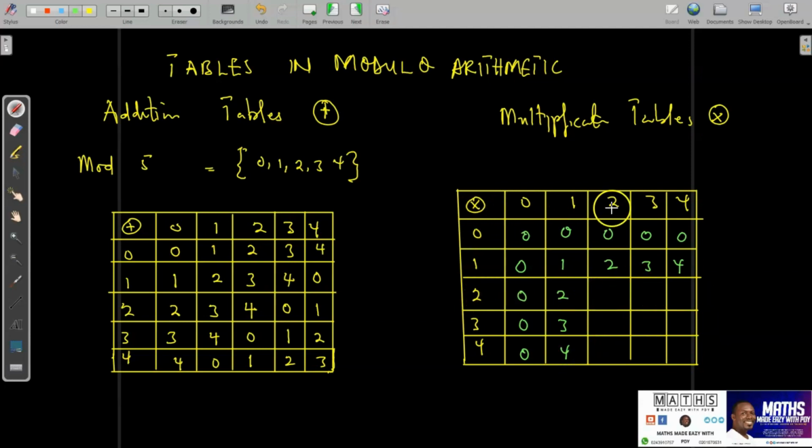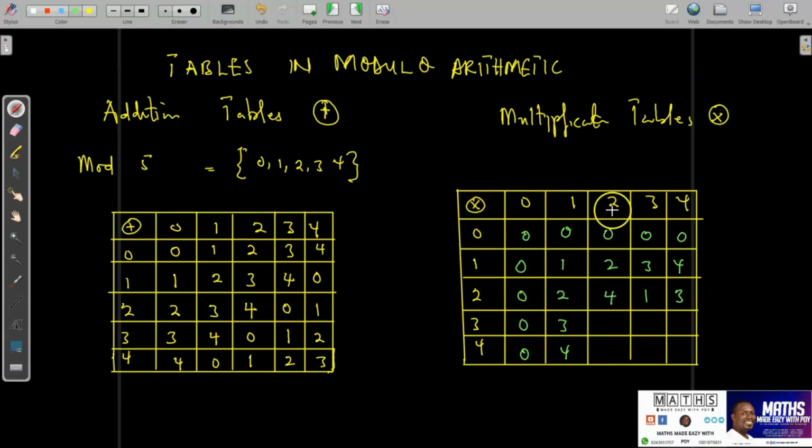So it's only this side that the values may change. Now, 2 multiplying 2, what answer do we have? 4. And 4 in mode 5 is the same as 4. Do you agree with that? Then 2 multiplying 3, an answer of 6, and 6 in mode 5, we have 1. Good. Then 2 multiplying 4, the answer is 8. 8 in mode 5, the answer is 3. Good. So that is what we are going to have there.